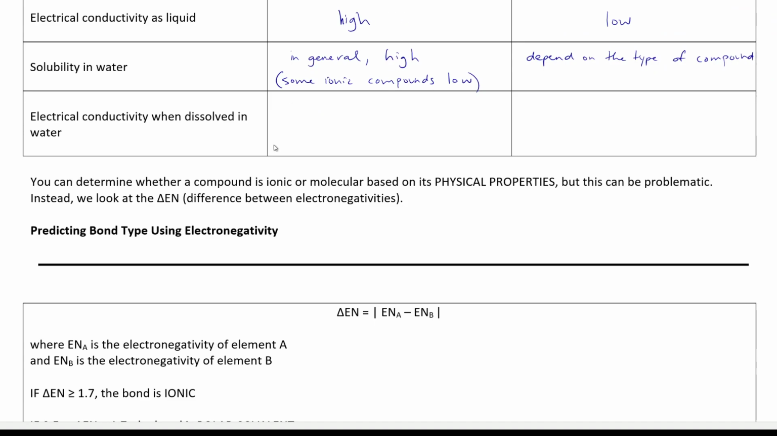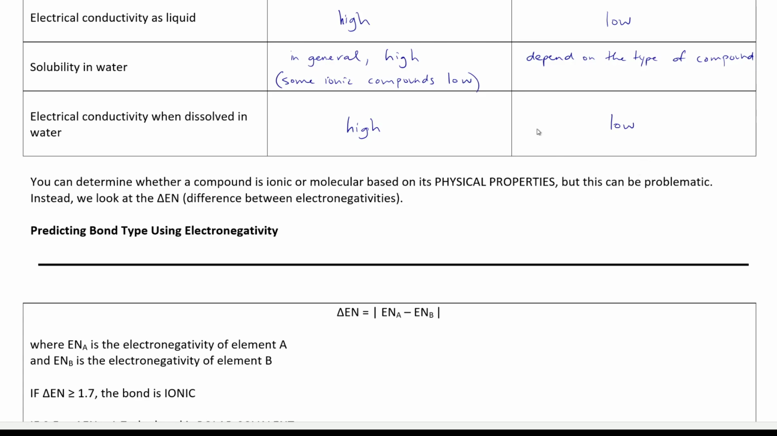Electrical conductivity when dissolved in water. So when ionic compounds are dissolved in water, the electrical conductivity is high. Whereas when molecular substances are dissolved in water, generally the electrical conductivity is low. Again, there is an exception. For example, in grade 10 you learned about acids. When acids dissolve in water, they actually have high electrical conductivity even though they are molecular.